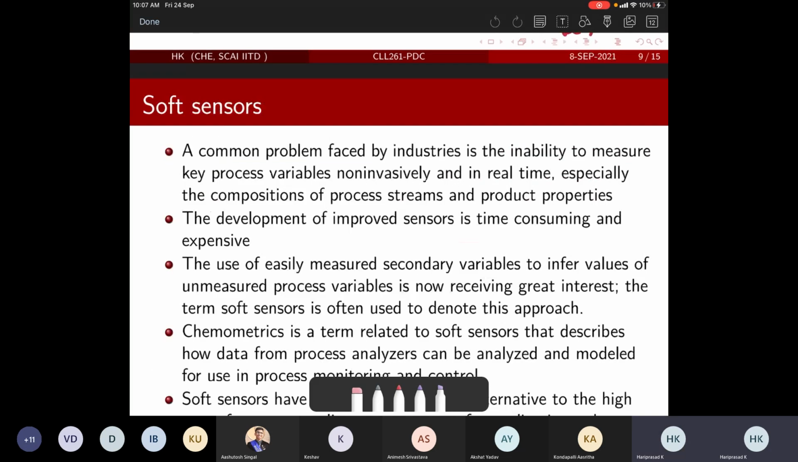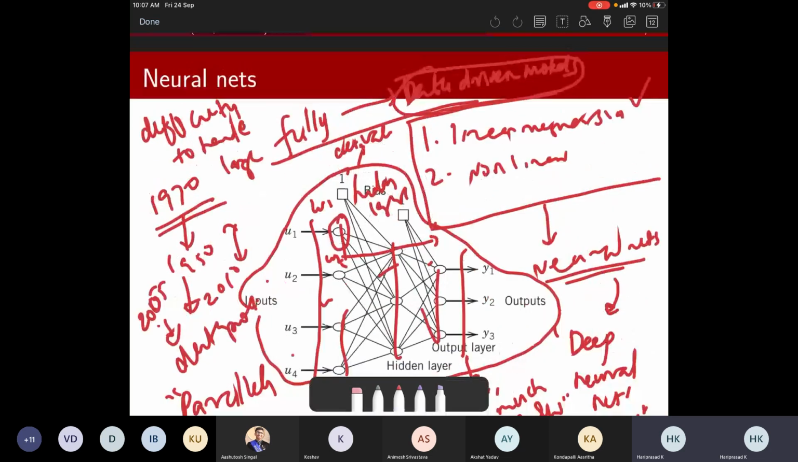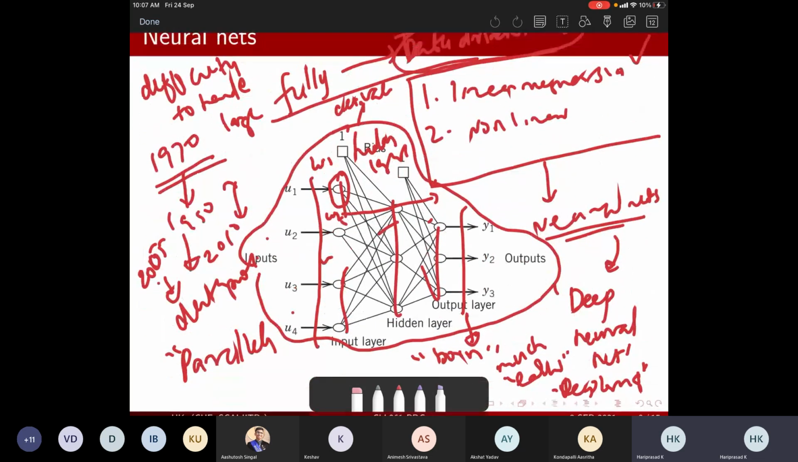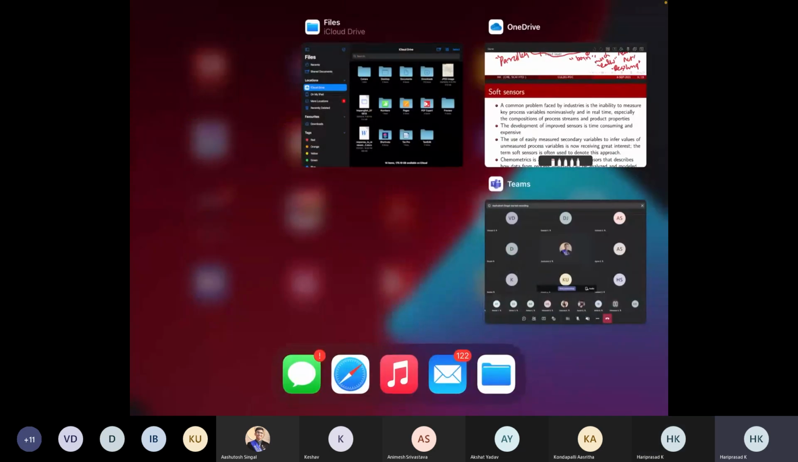Okay, so let me just get restarted. I just lost the train of thought. So eventually, what are we doing with these data-driven models, or any model? One is, of course, to use them for control.